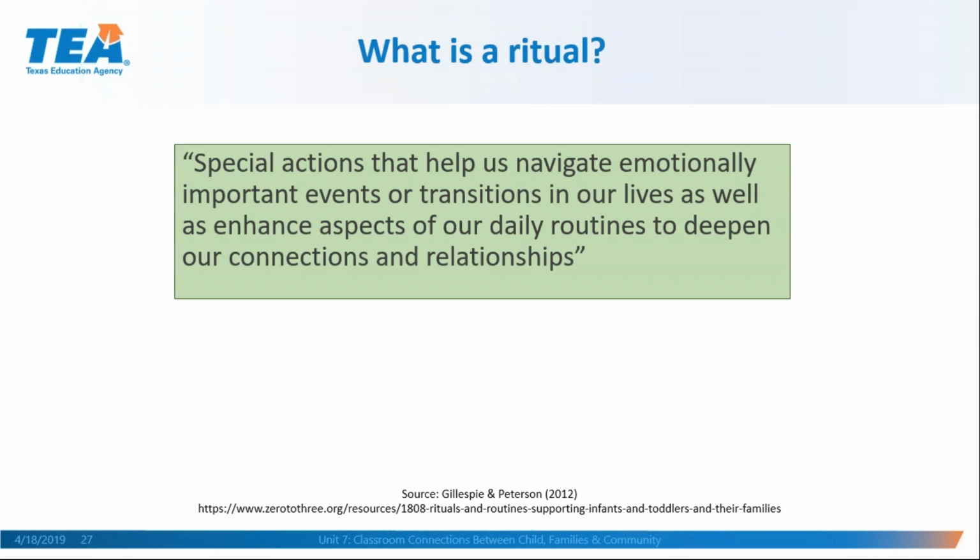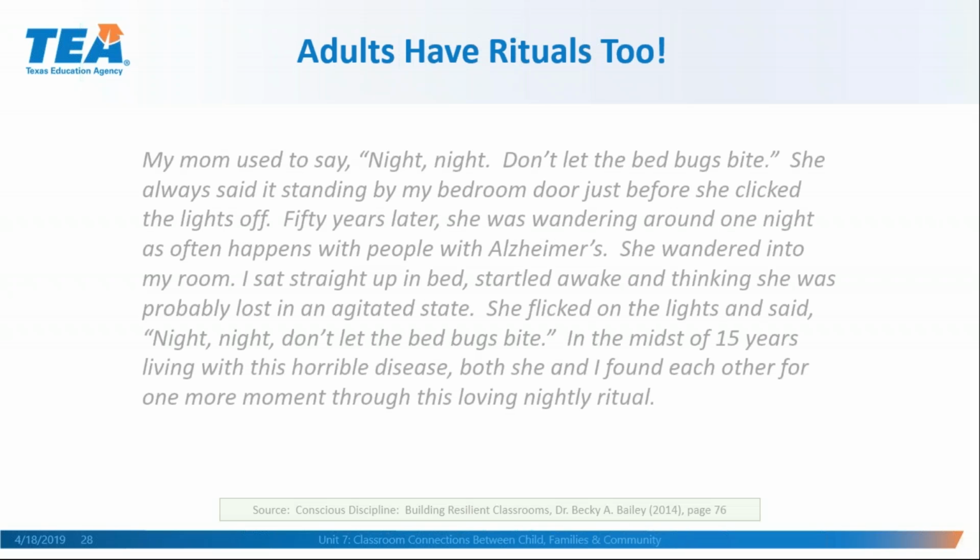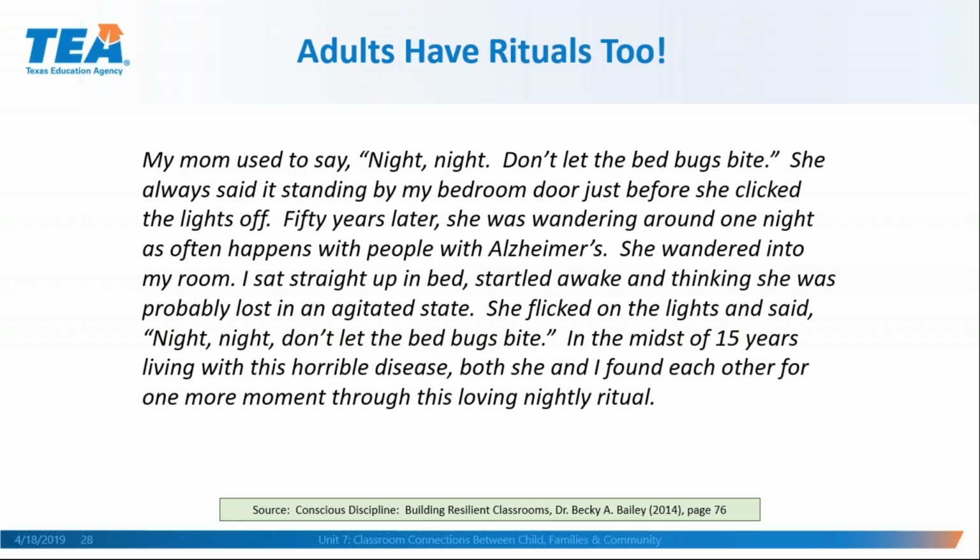But before we do that, I want you to realize that adults, we have rituals too. And I found this example in the Conscious Discipline book, and I think it makes a really good point of why rituals have an emotional tug that is really, really important and should not be overlooked. So let's look at it. This is what it said.